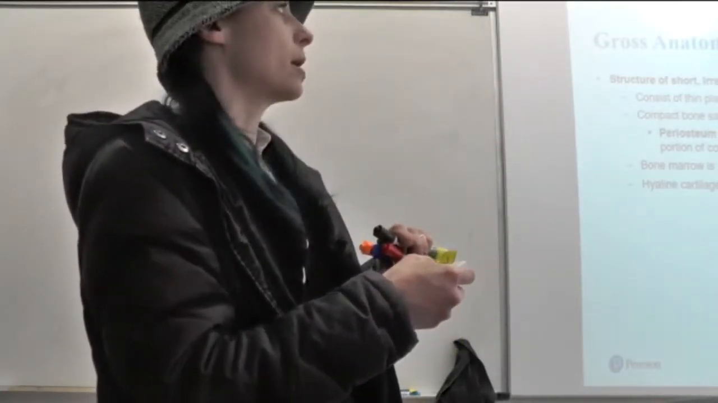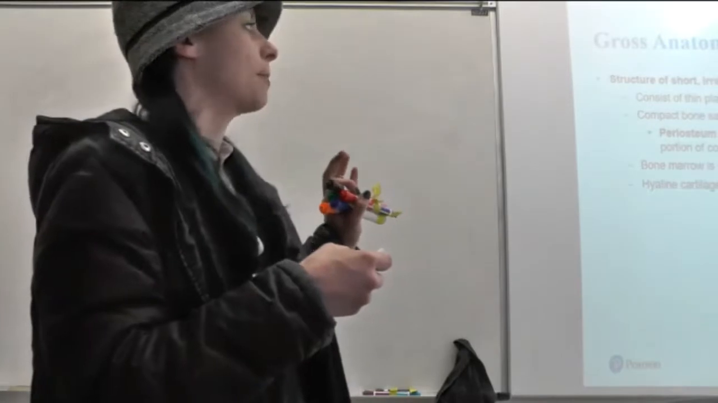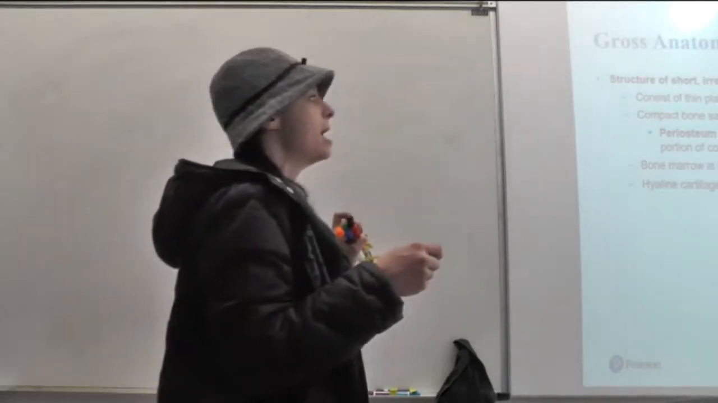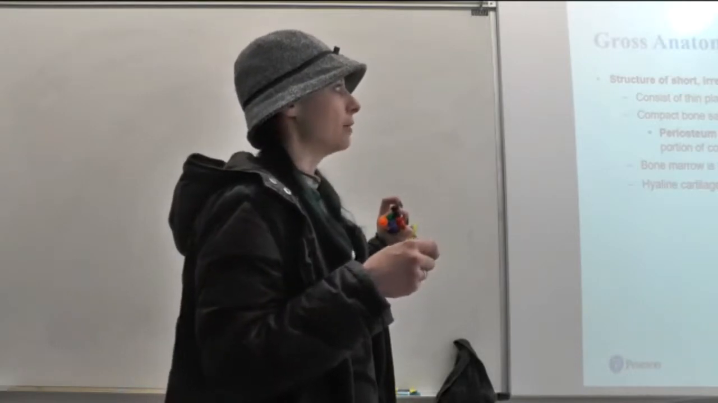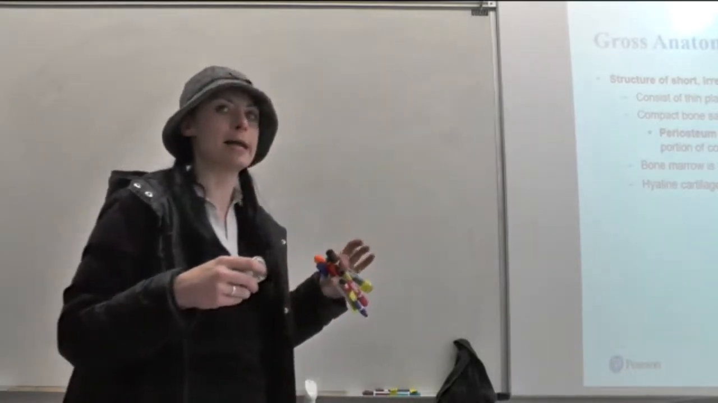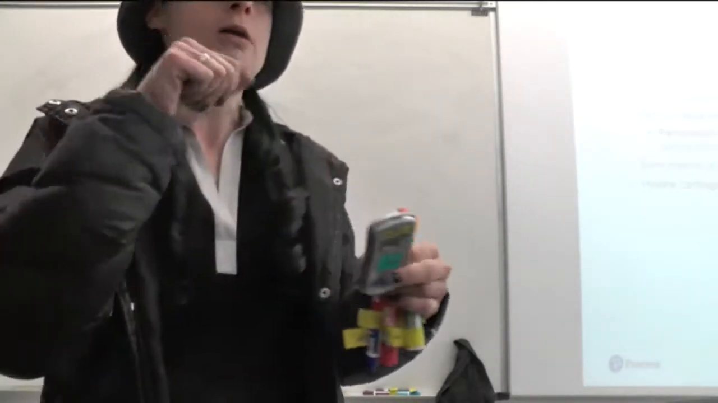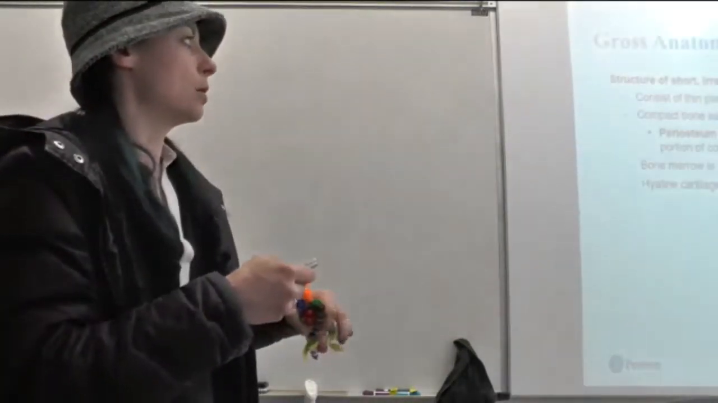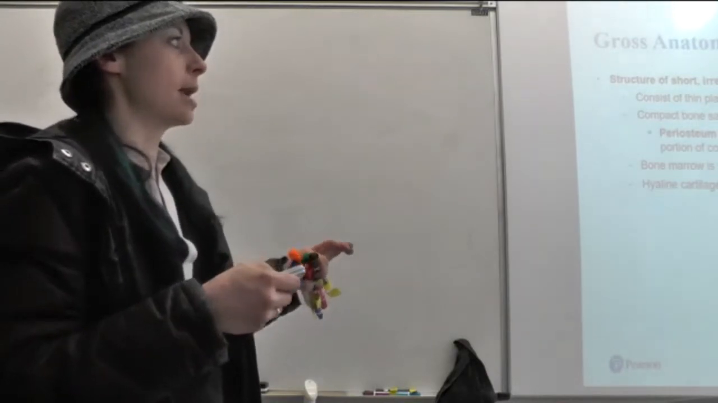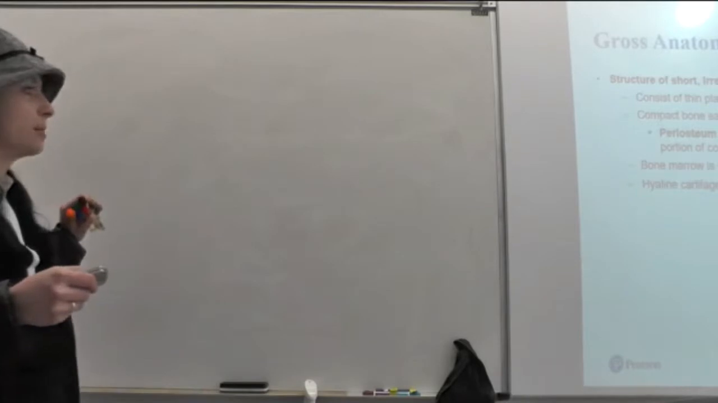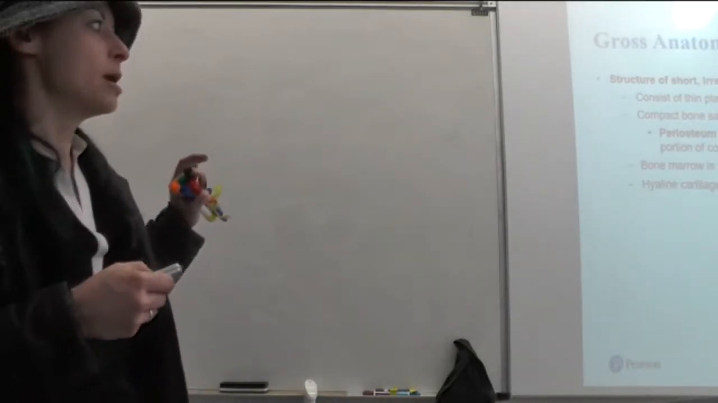The structure of short, irregular, and flat bones are all complicated and weird, so we're not going to worry about drawing them or anything like that. Just be aware that for all of these bones, they've got thin layers of compact bone superficial to spongy bone. So the compact bone is sandwiched between connective tissue membranes. Just be aware of that. I kind of mentioned this when we talked about perichondrium.